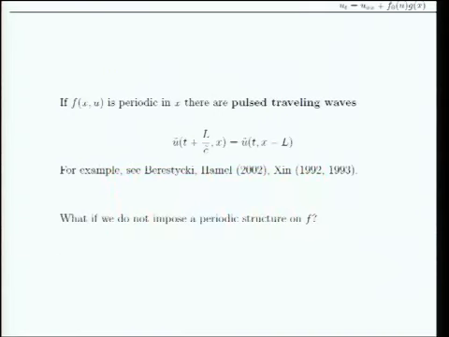If f is periodic with respect to x, then it's been shown that there are pulsed traveling waves. This is like the idea of a traveling wave in the homogeneous environment, except that the profile changes periodically. So within a reference frame moving at constant speed, the profile undulates periodically. So it repeats itself up to a shift. Okay? So these are called pulsed traveling waves. Of course, if we do not impose a periodic structure on the spatial fluctuations, then the solution will not exhibit this periodic behavior.